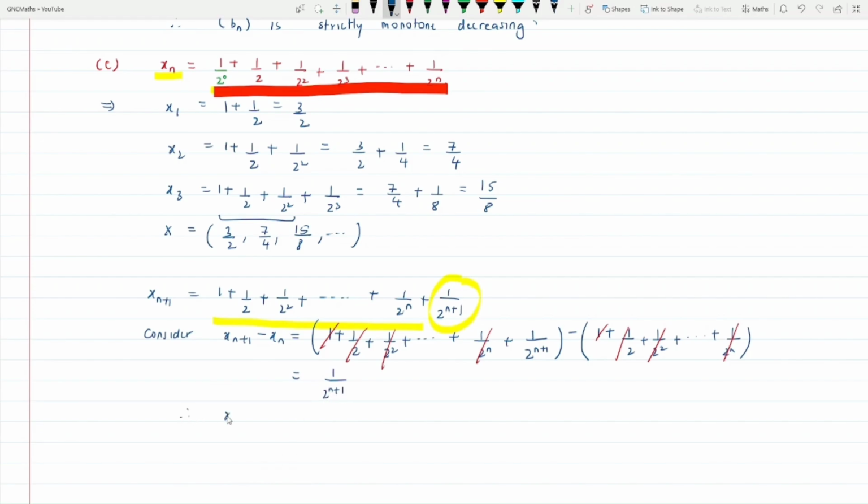So thus we can conclude that xn plus 1 minus xn is strictly positive, and hence the above sequence given by xn is monotone increasing, or strictly monotone increasing.